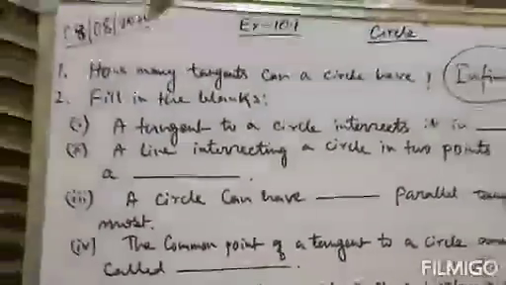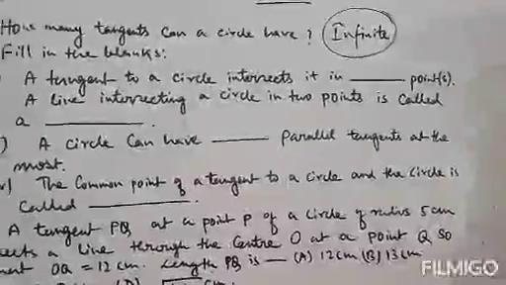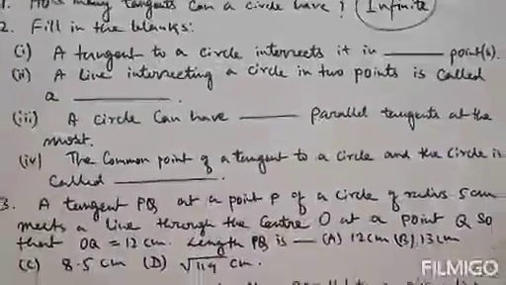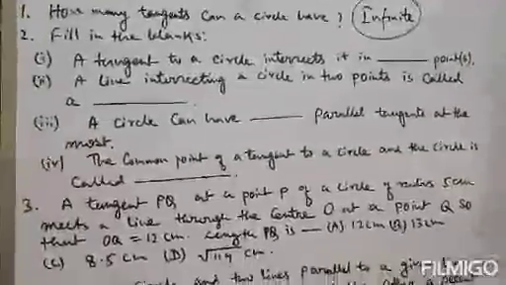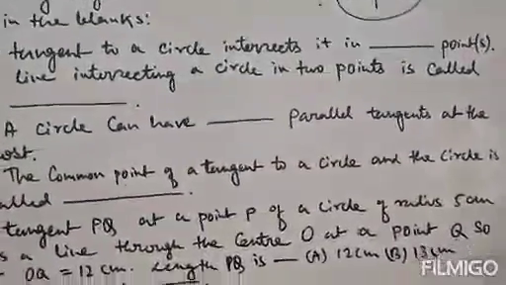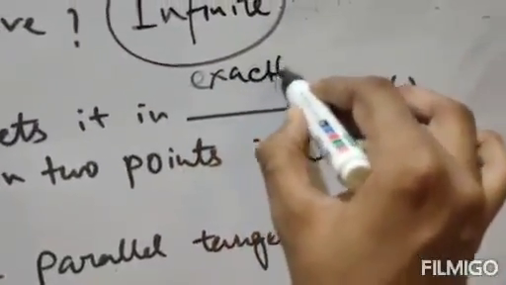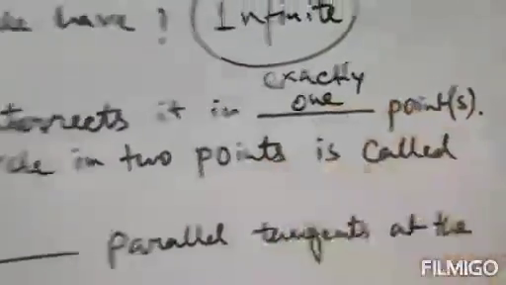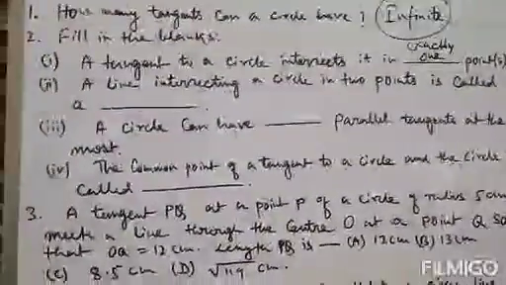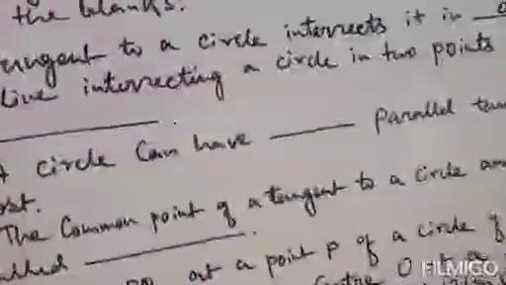Question number 2, fill in the blanks. First, a tangent to a circle intersects it in dash points. A tangent intersects at only one point. A tangent to a circle always intersects in one point. That means it will be exactly 1 point. Number 2, a line intersecting a circle in 2 points is called a secant.